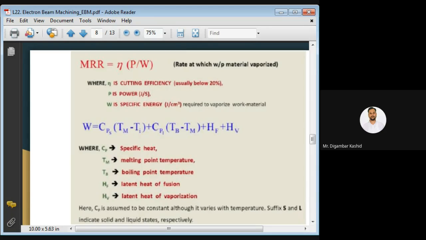To calculate that we have the formula. Again, this formula came from different researchers: MRR equals eta into P divided by W. So eta is the cutting efficiency and it is usually below 20%. P is your power, in joule per second. And W is the specific energy, in joule per centimeter cube, and it is required to vaporize the workpiece surface.